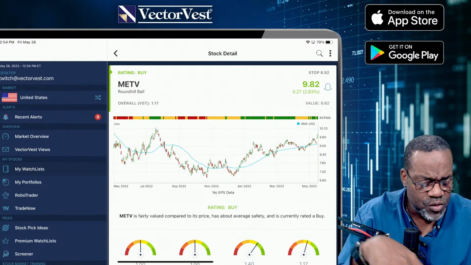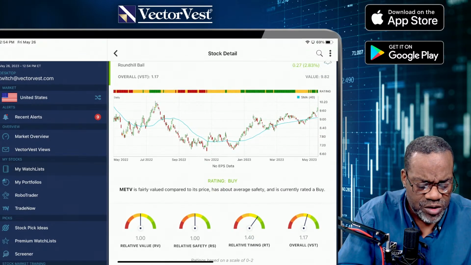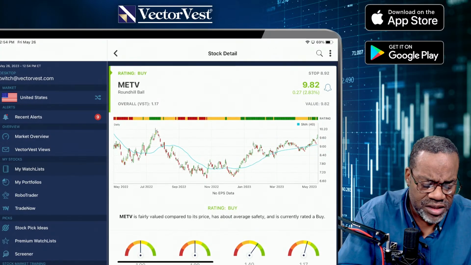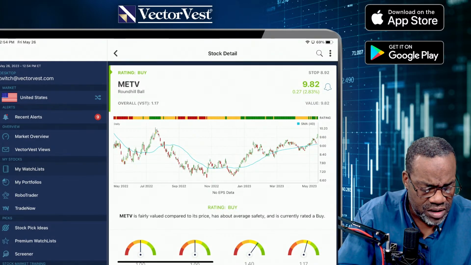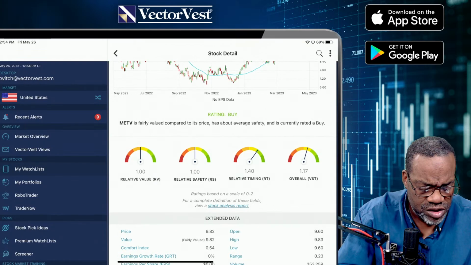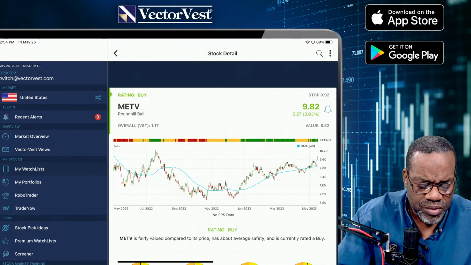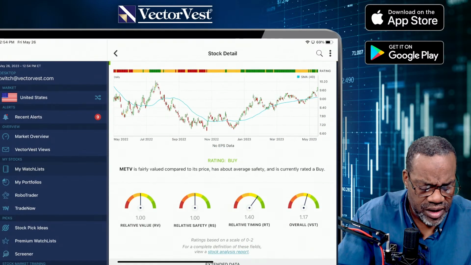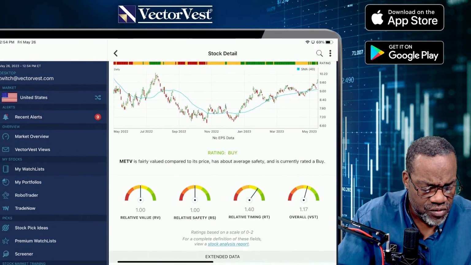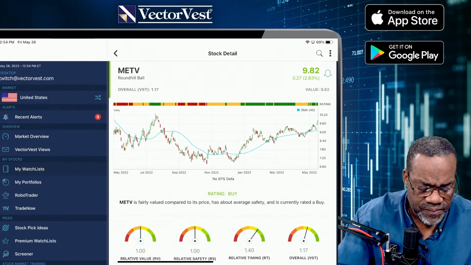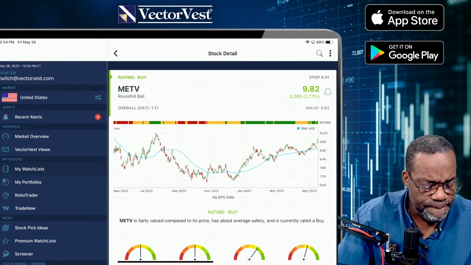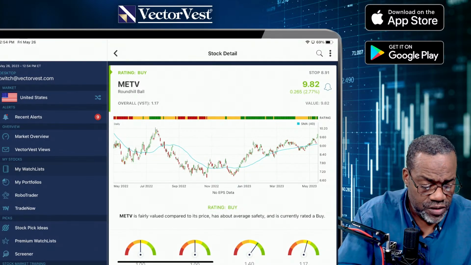METV, I like the move going up. RV is at, whoa, this is an ETF. All right, this has got to be an ETF. I'm sure that this is an ETF. Round Hill Ball. Both VST and RV above 1. I'm thinking that this is an ETF. I like the move. Let's go click on this.